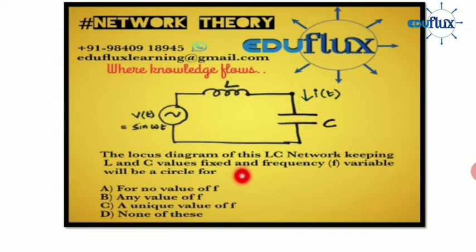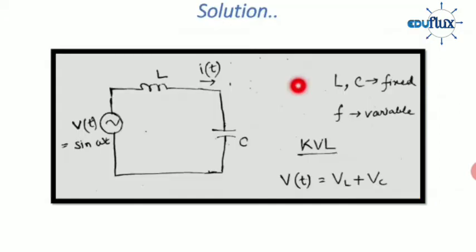Now in these kind of locus diagram problems, these are a bit more mathematical along with being conceptual. So coming to the solution. The solution looks like this. The network is again drawn with all the necessary things written. V of t equal to sin omega t, L and C. I of t is flowing in the circuit. L and C are fixed while f is variable.